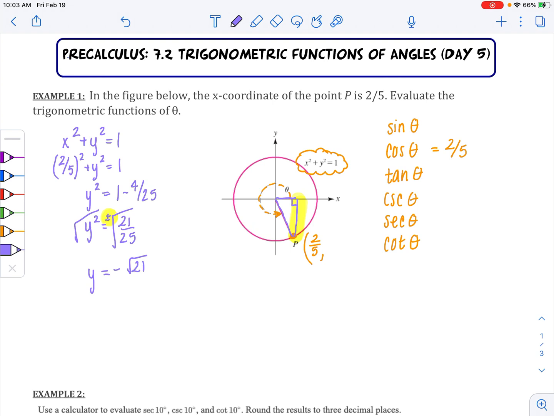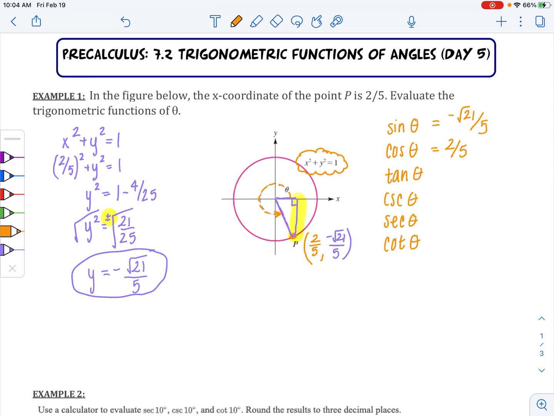And when you simplify, you can take the square root of both. 21 you can't simplify, but the square root of 25 is 5. So this is your y value. So I'm going to put that in here. Negative root 21 over 5. And it does make sense because it's negative and I'm going down. So that's your sine: negative root 21 over 5.